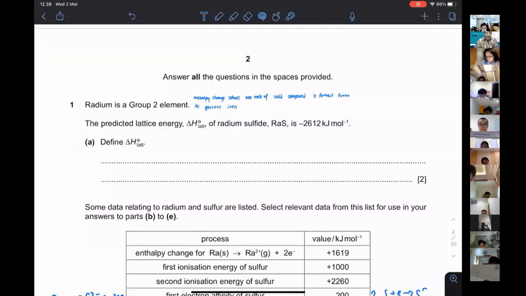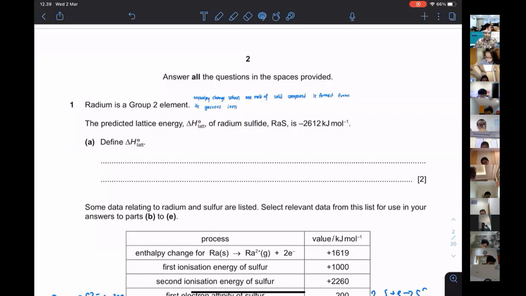So I will start. Now the first question is going to be, they say radium. It's a group 2 element. So the predicted lattice energy for radium sulfide is going to be negative 2612. Define the lattice energy.